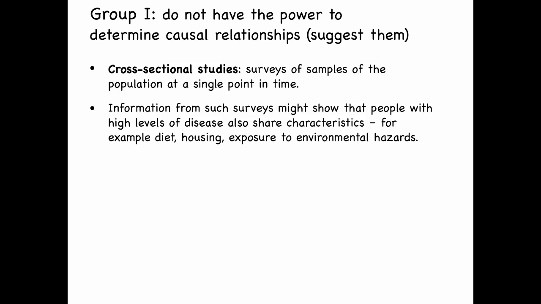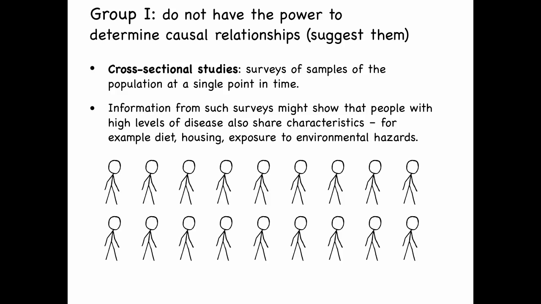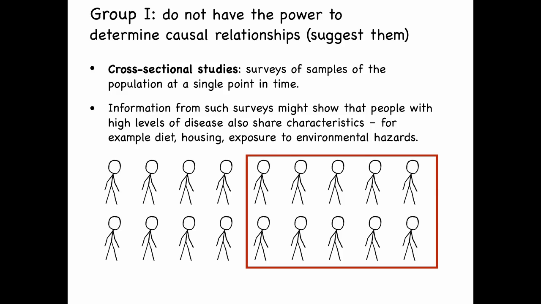Second type of study here is what we call a cross-sectional study, and this is where we take a survey of certain people in the population at a single point in time. So for example, you might have a large group of people and you may get data from just a small proportion of those people and draw some inferences. Information from these surveys could show that people have high levels of disease. They might also share certain other characteristics. For example, they may all have a high sodium diet, that could lead to hypertension.